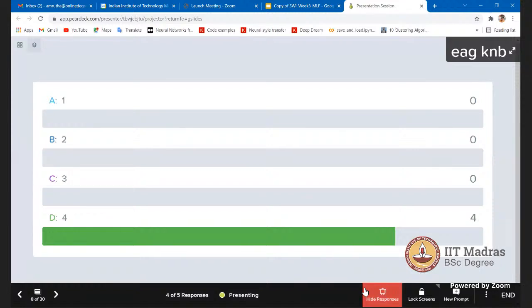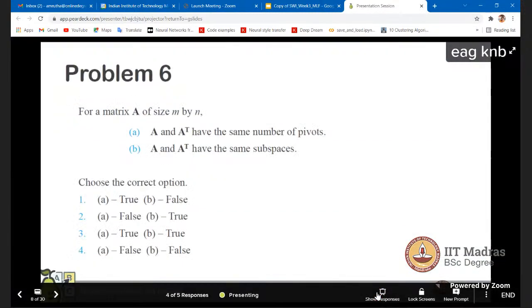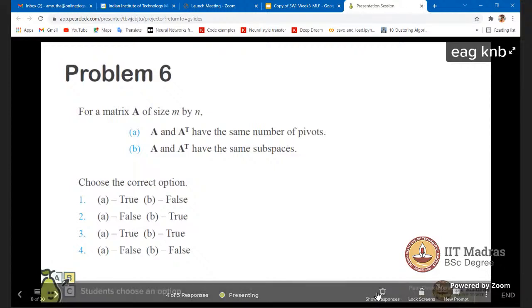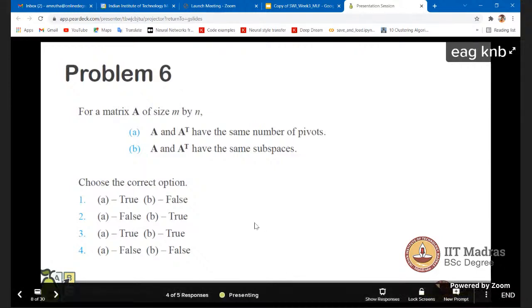Oh, so all of you have given option D, which is false and false. Let me tell you the answer, but that is actually not the correct answer. The correct answer is option 1, which is true and false. So the first statement is true. A and A transpose have the same number of pivots.